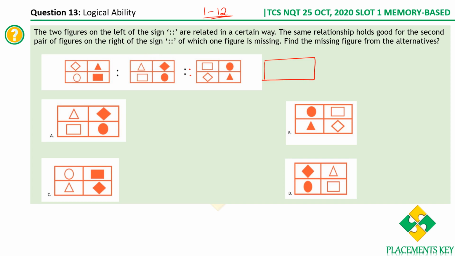First, let's see what is the relationship between the first two figures here. Clearly, we can see that there is a diamond here and a diamond shape here, and then there's a circle here. So what is happening here? The ones on the left-hand side are moved to the right-hand side. See, circle is moving to the right-hand side. Similarly, this triangle is coming here and the rectangle is coming here. Is it clear? So the positions of these two figures are interchanged.